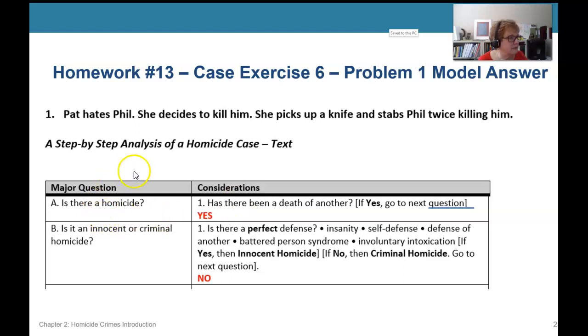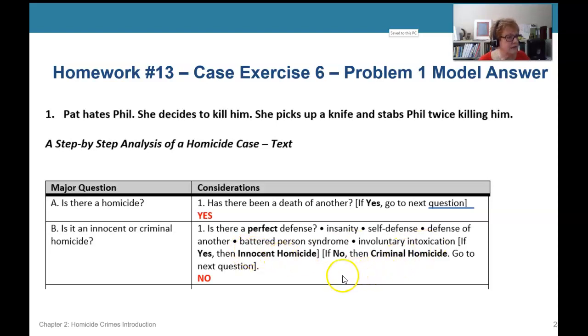So this is a completed step-by-step analysis. Is there a homicide? Yes. Phil is dead. Is it innocent or criminal? An innocent homicide is when a person takes the life of another. So there's a homicide. There's a person who's died not by natural causes or by accident or by self-harm, but at the hands of another person.